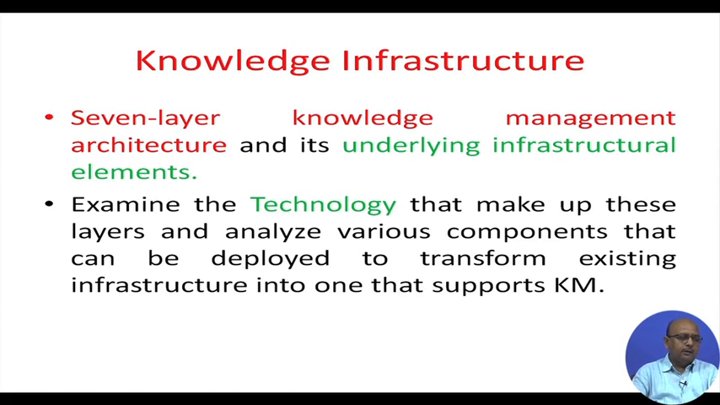Now, when it comes to knowledge infrastructure, if you look at the knowledge management system and its technology, that is the technological base, it has a 7-layer knowledge management architecture, and at each level it has certain elements related to the infrastructure, the technology. So, when we are talking about knowledge infrastructure, we are going to talk about the kind of technology that is used at each of these 7 layers, and we will also analyze various components which are deployed for transforming existing infrastructure into one that supports the knowledge management system.